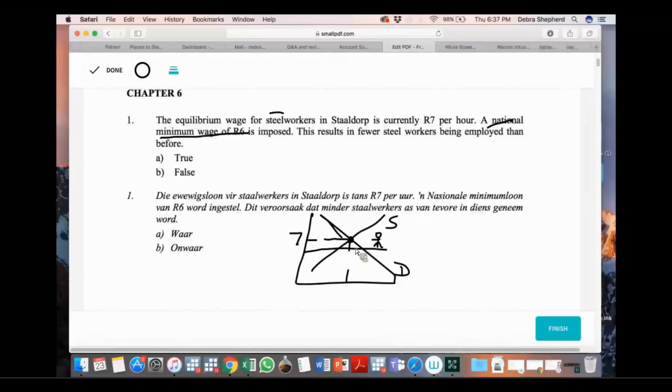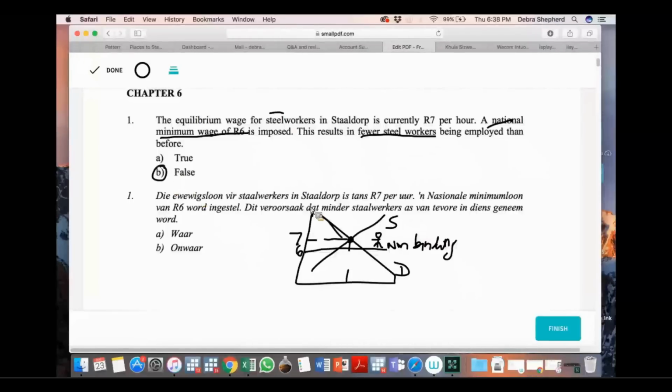What that means is that all prices above that line are not illegal, and all prices below that line are illegal. So what this essentially means is that if a minimum wage of 6 Rand is put into place, it's non-binding because it lies below the equilibrium. So the market is just going to want to return to equilibrium at 7 Rand.